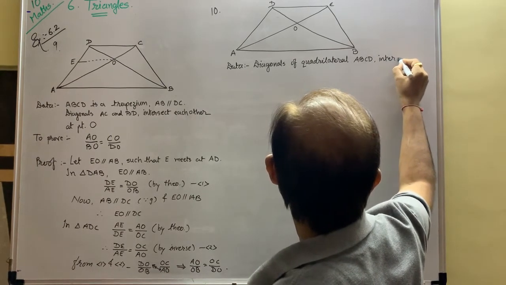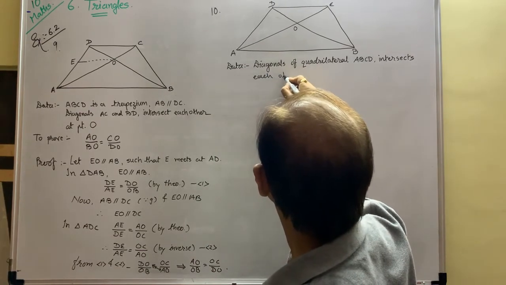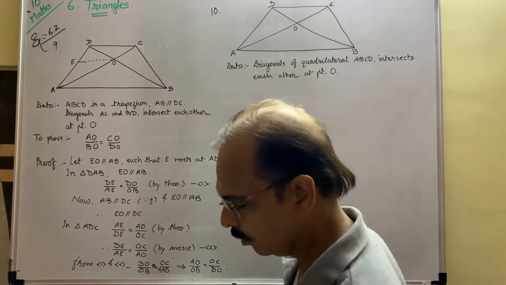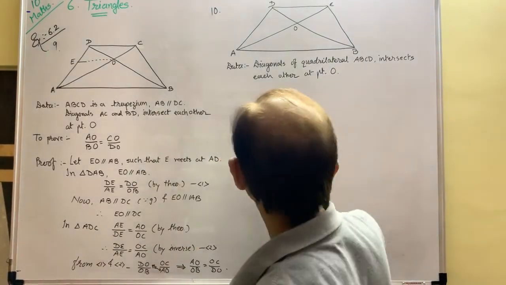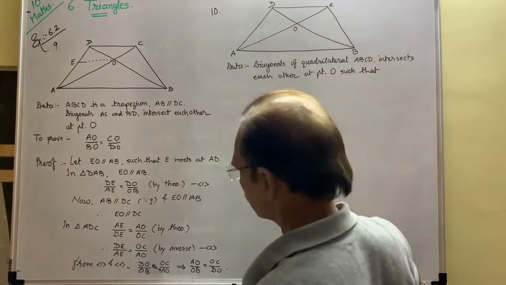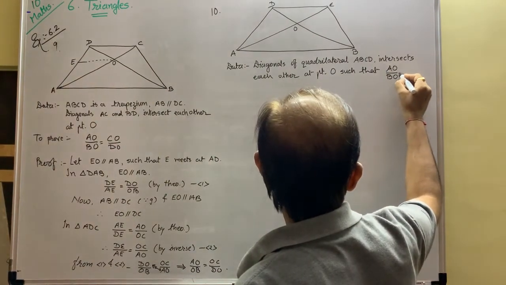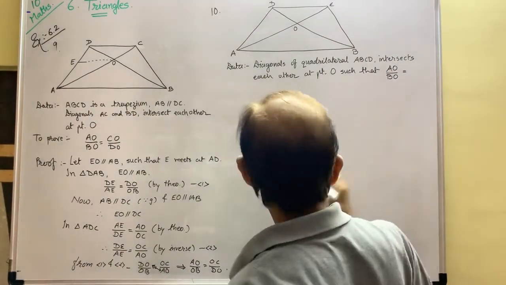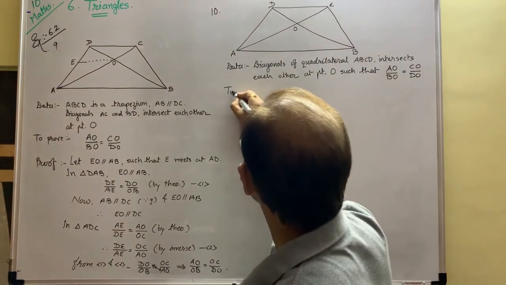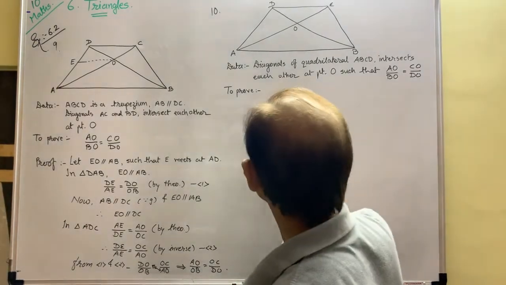intersect each other at point O, such that AO upon BO equals CO upon DO. To prove: ABCD is a trapezium.